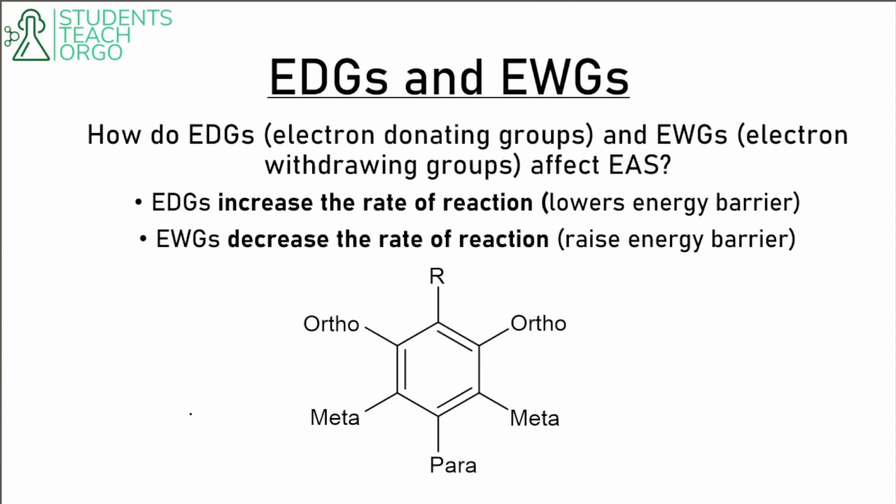First, a small segue into what an EDG and an EWG is. EDGs are electron donating groups, and EWGs are electron withdrawing groups. EDGs increase the rate of reaction. They basically pump electron density into the system. So EDGs are good. And EWGs decrease the rate of reaction, so they're bad in the sense of reaction rate. You also need to know these positions on the ring: ortho, meta, para, meta, ortho. And this is all relative to this R group.